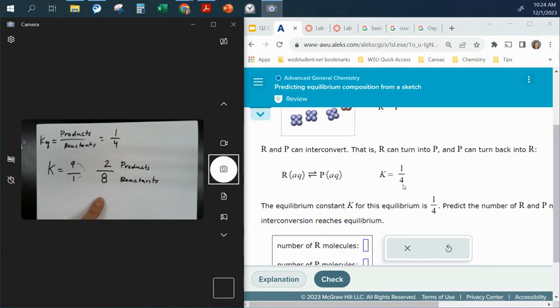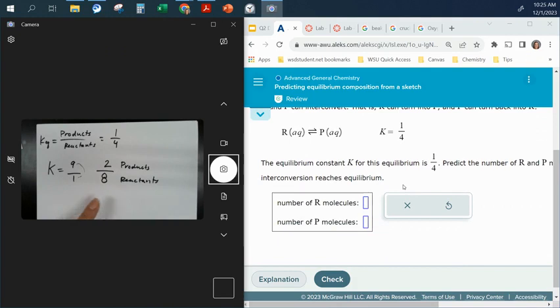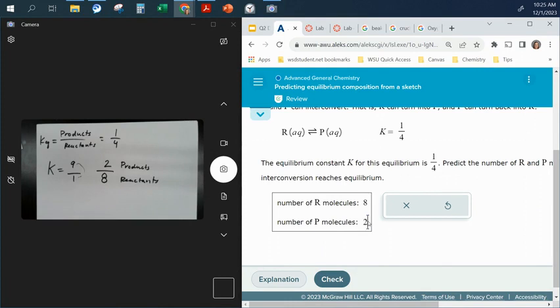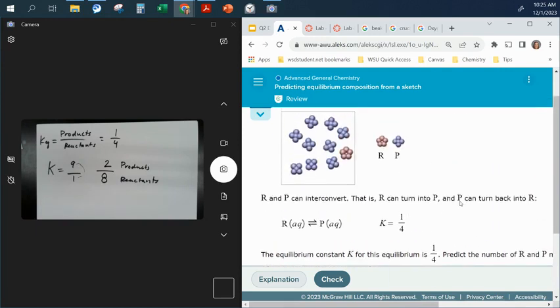And then the question is asking me how many products and how many reactants. I don't like this question because they flip it. We've been working with products on the top and reactants on the bottom. So when you put it in, you need to make sure, oh, they're asking for reactants here. I need to put reactants. That's 8. They're looking for products here. I predict that there would be 2 products at the equilibrium. So kind of watch out for that. I feel like they should either put them side by side or flip them to match our equilibrium expression.